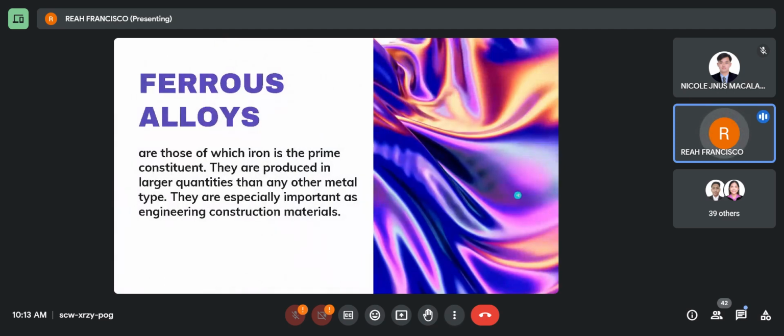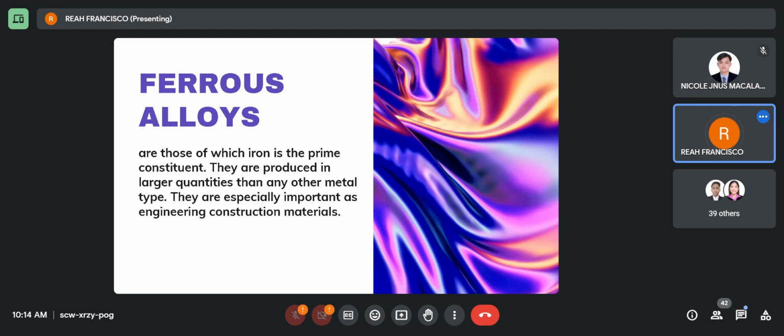Ferrous alloys are those of which iron is the prime constituent. They are produced in larger quantities than any other metal type. They are especially important as engineering construction materials. And its widespread use is accounted for by three factors. One, iron-containing compounds exist in abundant quantities within the earth's crust.